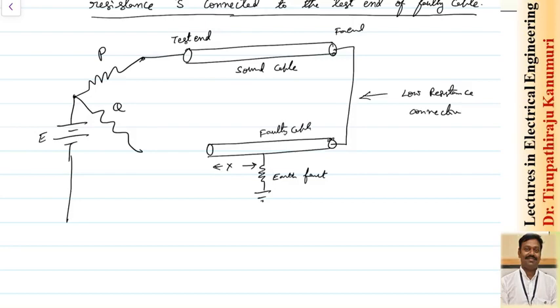Now there will be a galvanometer. This galvanometer will be connected through a switch to this point. This is connected to this cable using a variable resistance. That variable resistance I am representing by S.